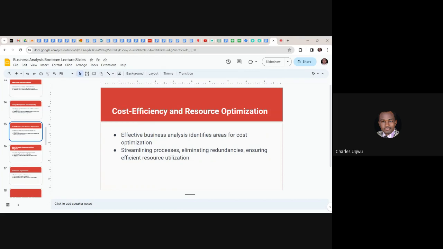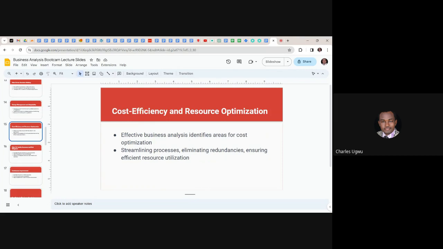Cost efficiency and resource optimization. Effective business analysis identifies areas for cost optimization, streamlining processes, eliminating redundancies, and ensuring efficient resource utilization. So business analysis in this sense, when applied very well within the enterprise application, this is the result. It helps in streamlining processes, eliminating redundancies, and ensuring efficient resource utilization.